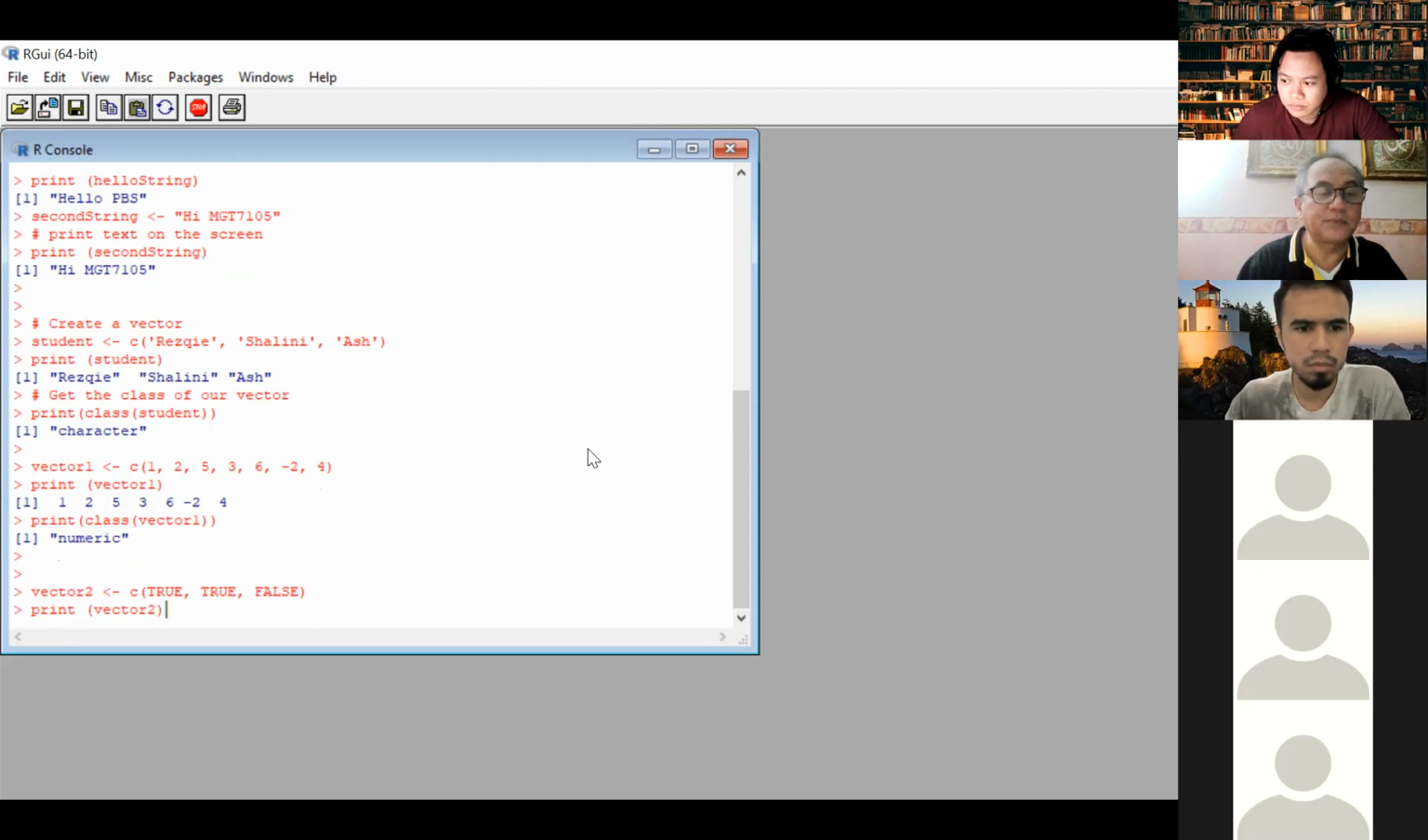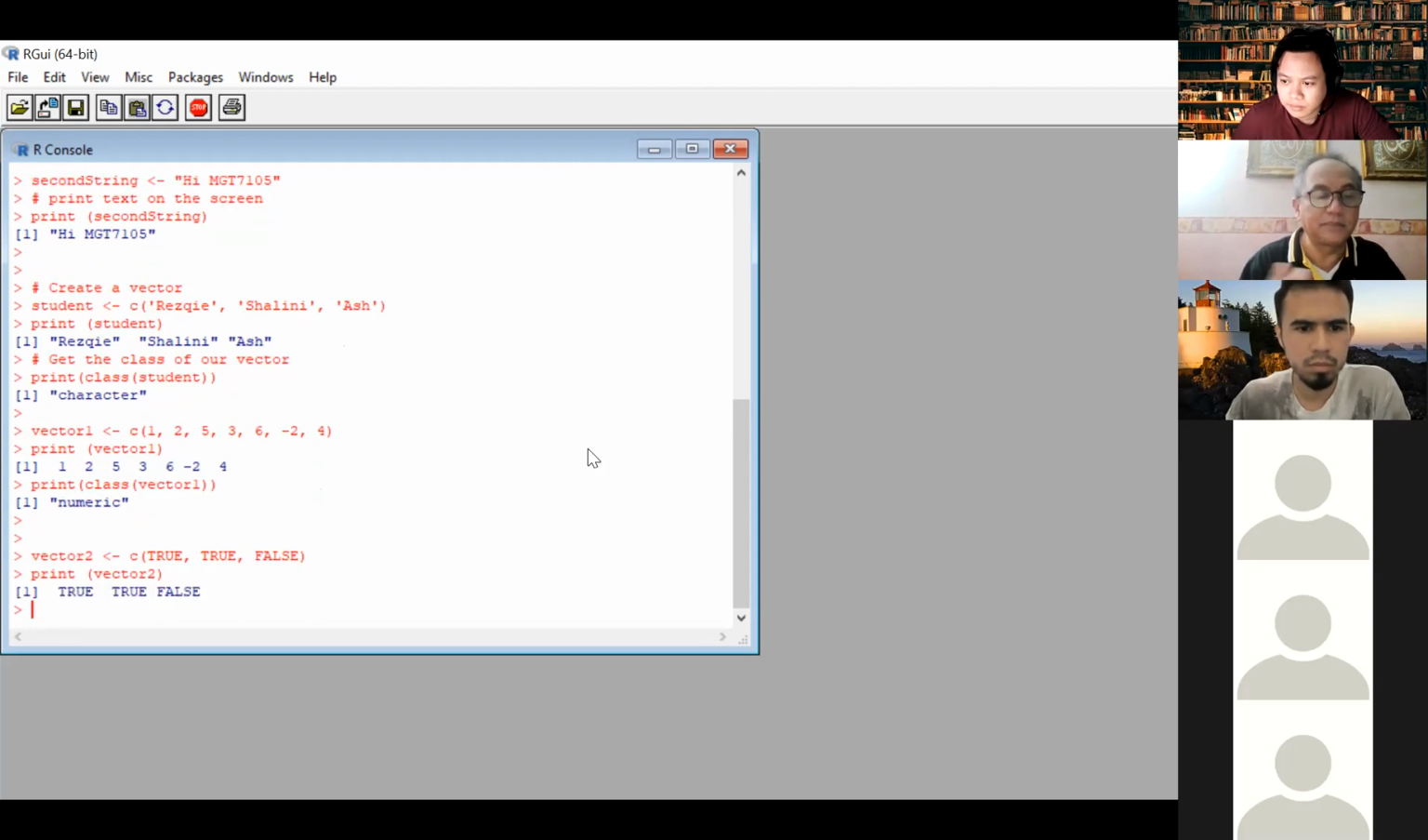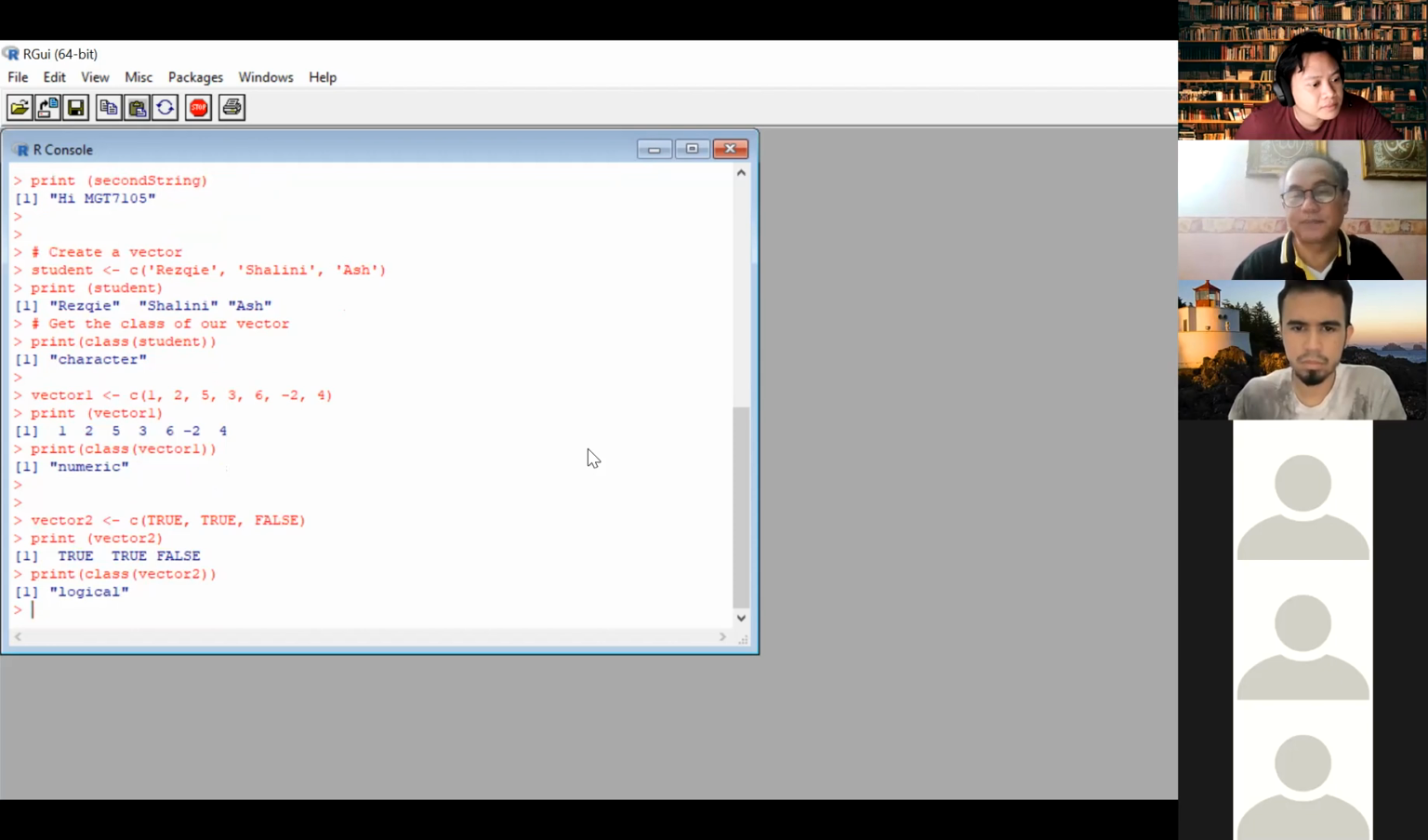Print vector 2. So this is how you print the vector code. Output is 1, and then you want to print the class of the vector. What is the class of this vector, vector 2? It is logical.